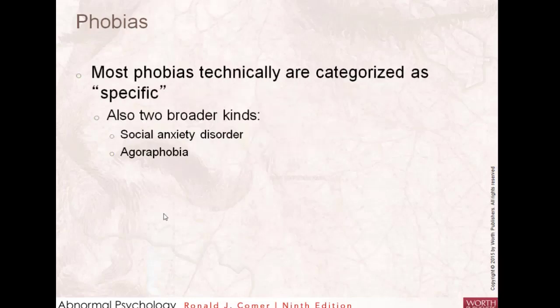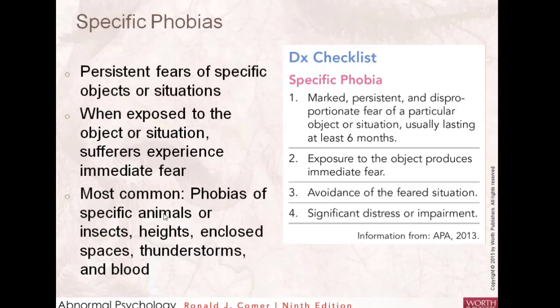Now, most phobias are specific phobias, and you're going to see the criteria for specific phobias coming up. However, in addition to specific phobias, where you're afraid of a particular item, person, or situation, we're also going to talk about social anxiety disorder and agoraphobia coming up. So, specific phobias: a marked, persistent, and disproportionate fear of a particular object or situation, usually lasting at least 6 months. And then, of course, you're going to do anything you can to avoid being exposed to the thing that you're afraid of.